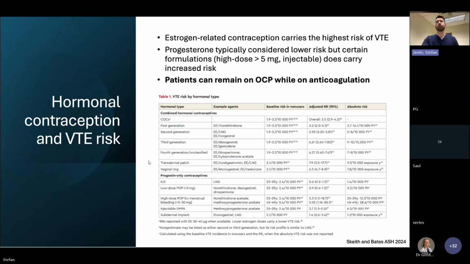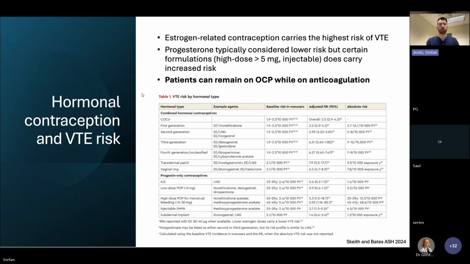One thing I want to highlight, IUD is mentioned here in this table and really has no increased risk of VTE. So I typically recommend this as the safest option, but certainly subdermal implants for progestin only is also equally no increased risk of VTE. Just a reminder that if a patient is started on therapeutic anticoagulation, they do not need to stop their oral contraceptive.